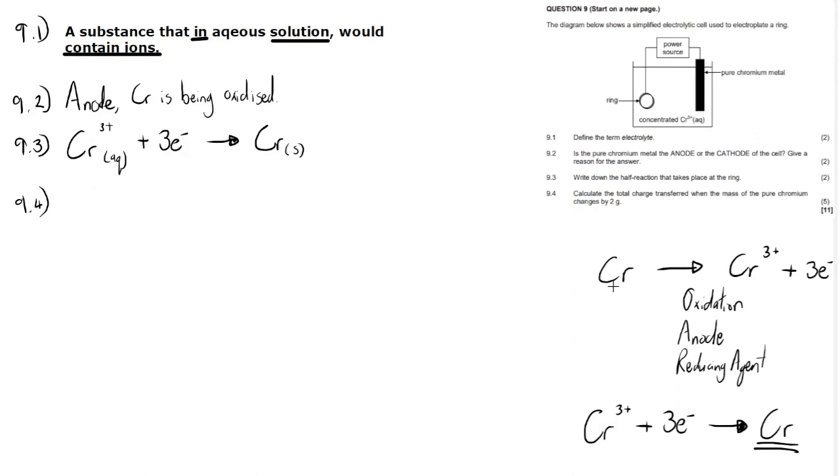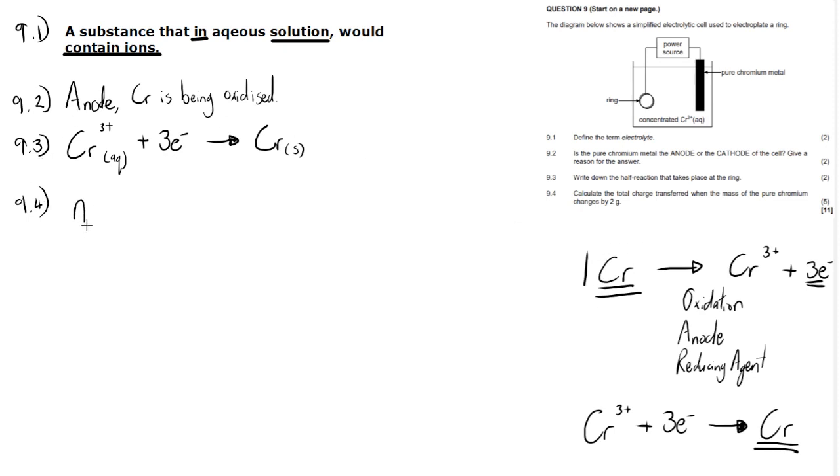Because I know for each 1 mole of chromium that pops off, 3 moles of electrons will pop off. And that's what they're asking us. They're asking us about the total charge transferred. And so for each 3 electrons, 1 chromium. So our first port of call is going to be to figure out how many moles of chromium did we have.